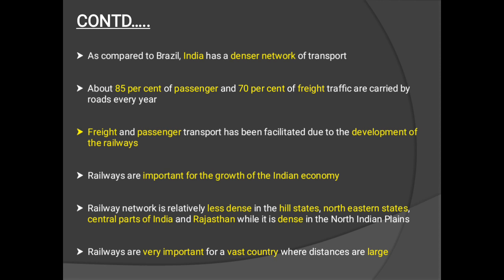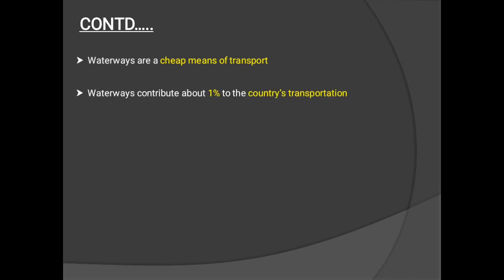Railways are very important for a vast country where distances are large. Waterways are a cheap means of transport. Waterways contribute about 1% to the country's transportation. It comprises rivers, canals, backwaters, creeks, etc.